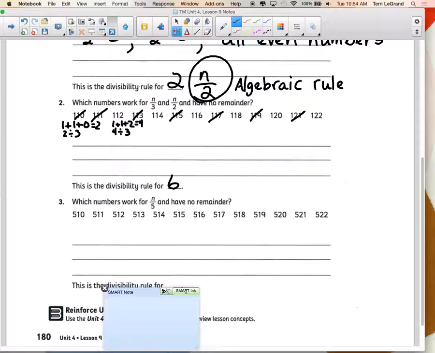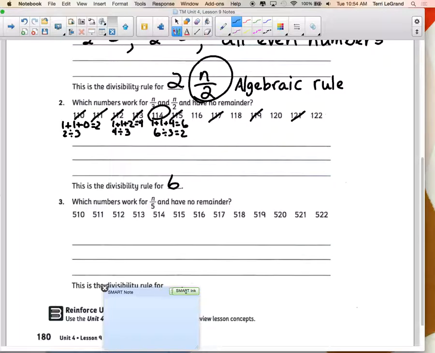So we just crossed out a couple more numbers, didn't we? Okay, how about 114? Oh, 114 we already did, didn't we? Remember I was asking you, 1 plus 4 is 6, and is 6 divisible by 3? Yes, it equals 2. So we get to circle a number finally.